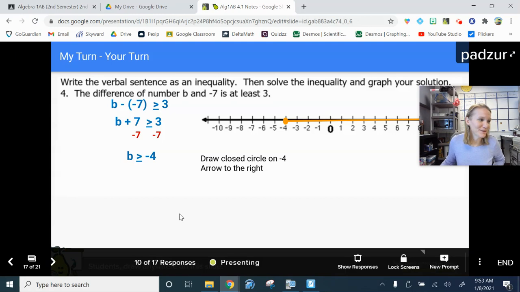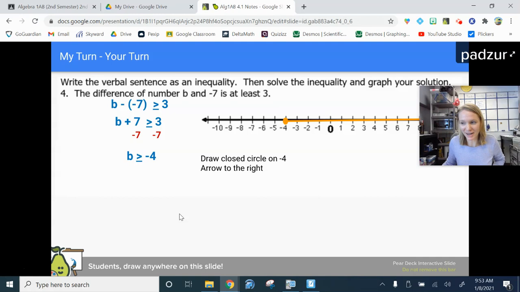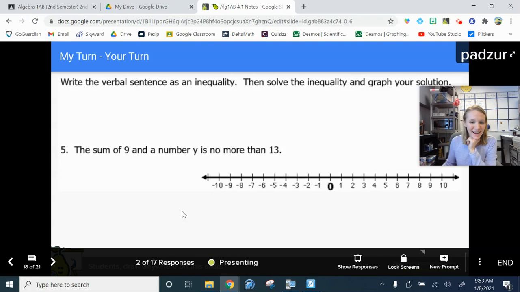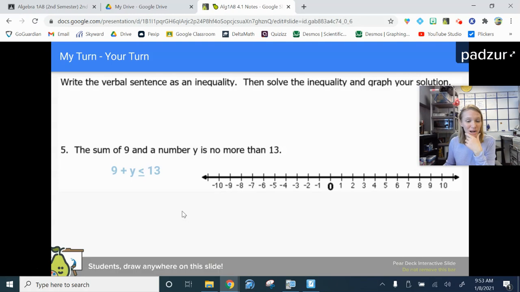All right, well, the next one is basically the same thing. It's going to have all of the answers there for you already. So obviously, if you're looking at your Pear Deck, you can see our answers have already showed up there, but that's okay. The sum of 9 and a number y is no more than 13. So sum, we're talking about an addition problem, and no more than 13 means we're less than or equal to 13.